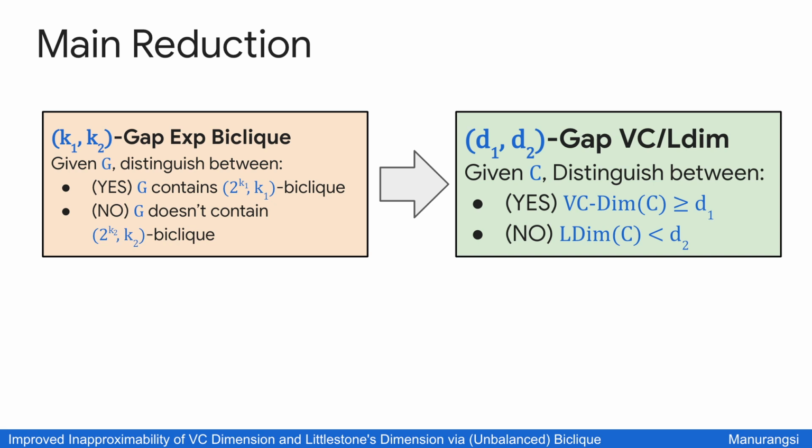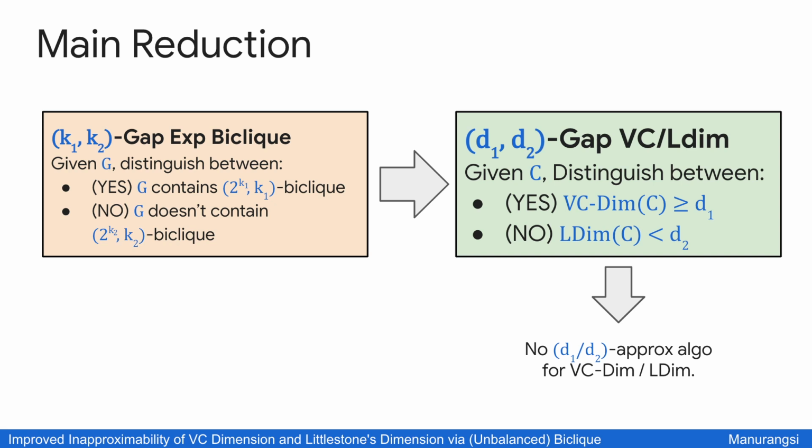Now recall here that the Littlestone dimension is always at least the VC dimension. This means that a hardness of this D1, D2 gap VC Littlestone dimension problem immediately implies hardness for approximating both the VC dimension and the Littlestone dimension at once. In particular, if we can prove the hardness of this gap problem, then there can be no D1 over D2 approximation algorithm for these dimensions.